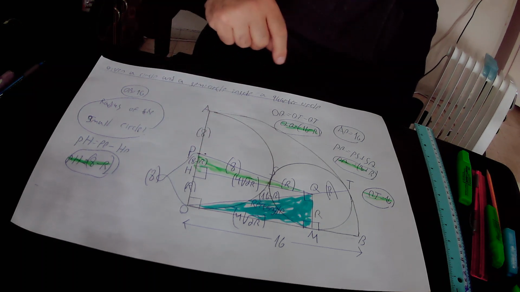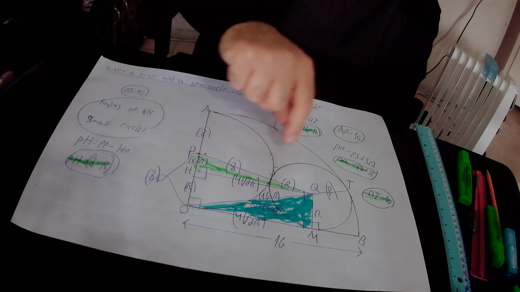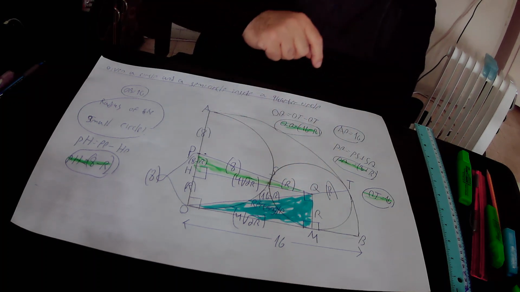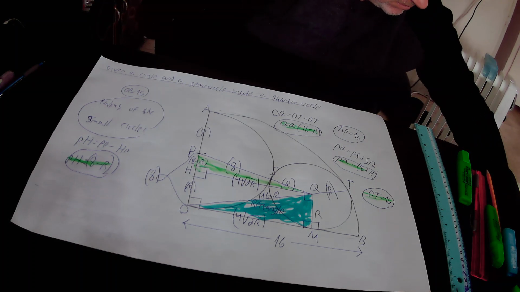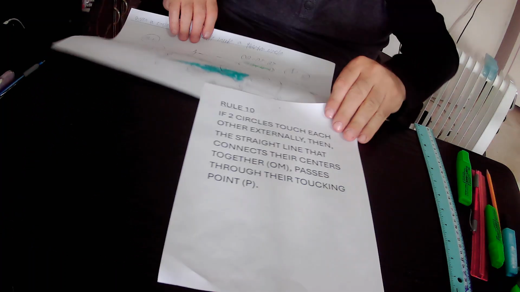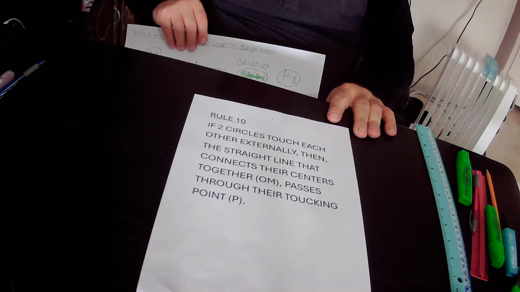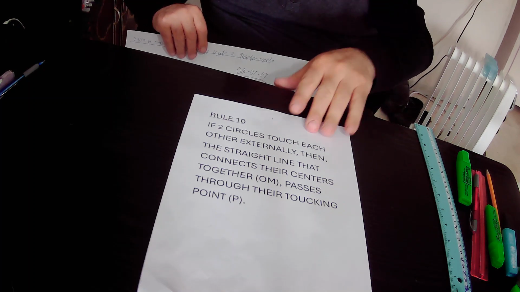So here we have an external match of this semicircle with this small circle. That is to say, they are touching each other externally at point S. And here we can implement rule 10. I'll repeat quickly on rule 10. According to rule 10, if two circles touch each other externally, then the straight line that connects their centers together passes through their touching point.